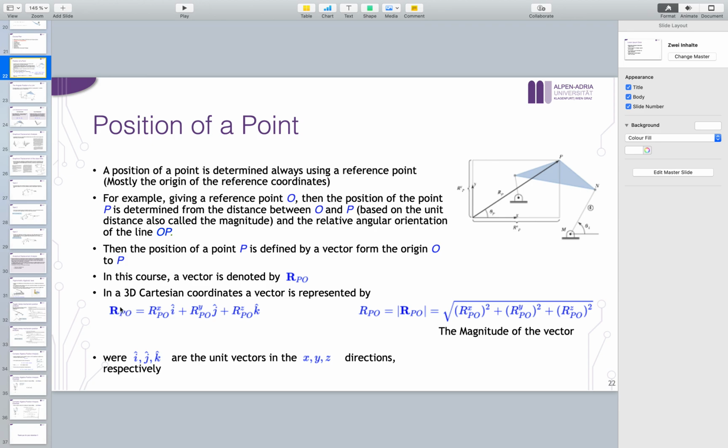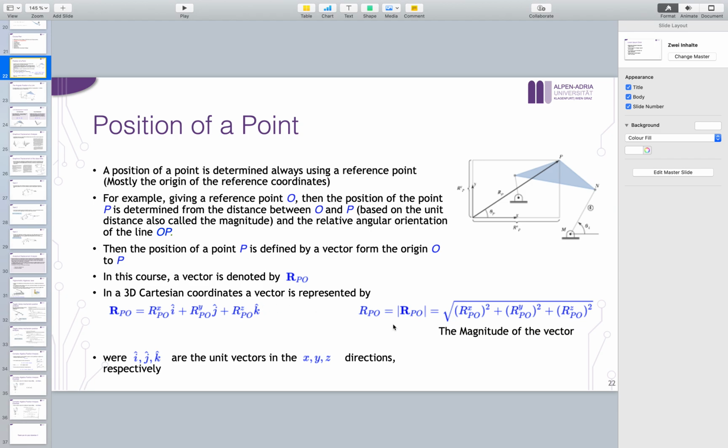And if we have this kind of representation, that means we have a vector that originates at O and is directed at P, or the end is at P. Here we have, of course, the projections on the three axes, x, y, z. And here i, j, k are the unit vectors, which have magnitude equal to 1.